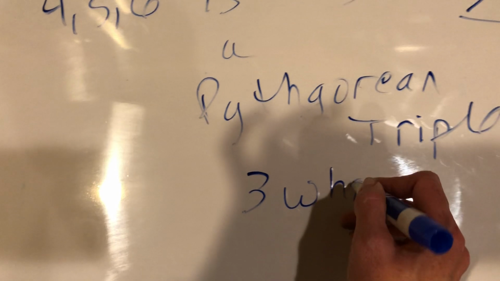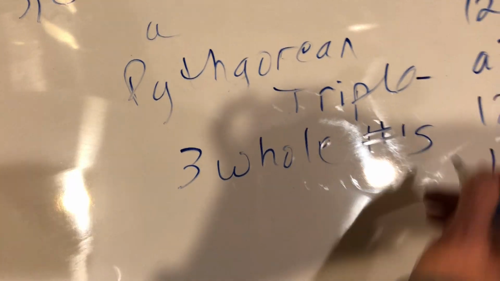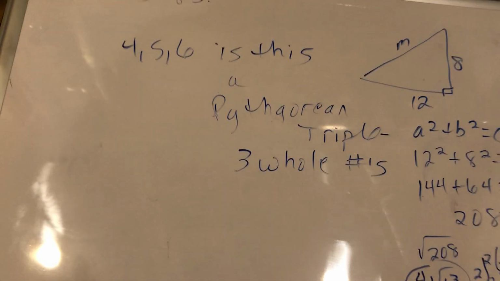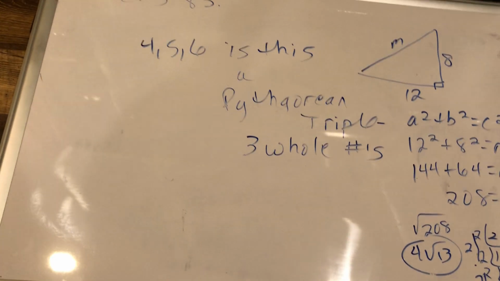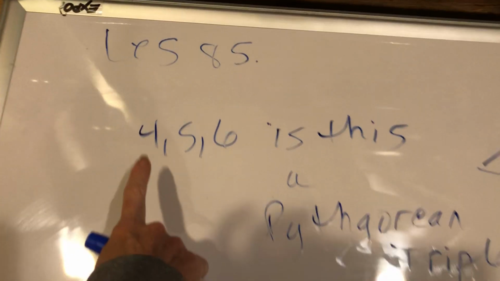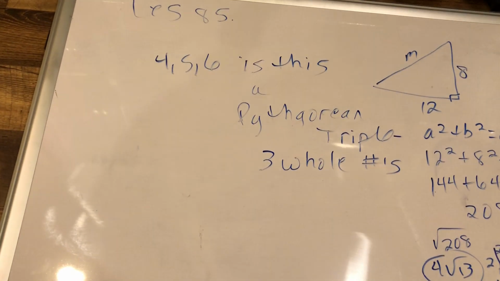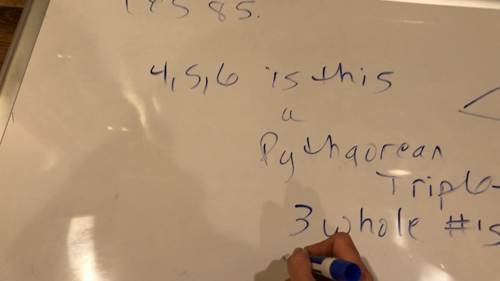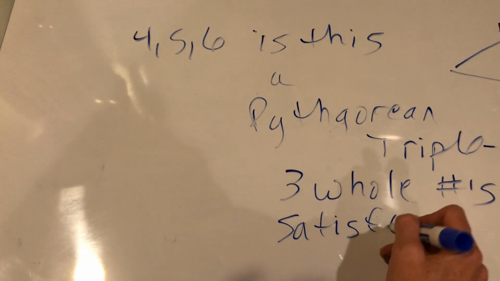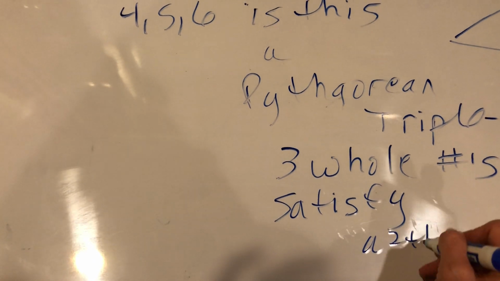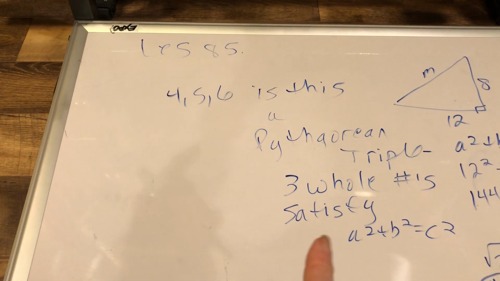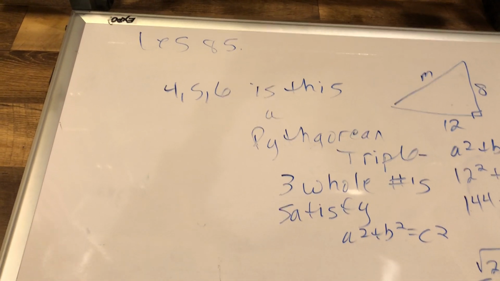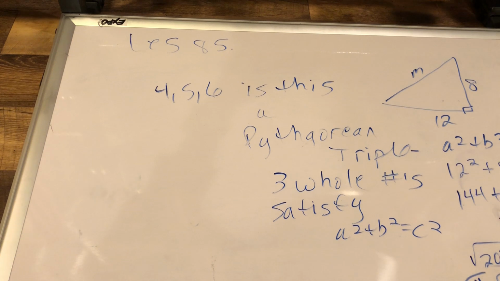A Pythagorean triple is 3 whole numbers. They have to be whole. They can't be decimals, they can't be fractions, they have to be whole numbers. So before you check anything, you got to make sure it's 3 whole numbers. So 4, 5, and 6, those are 3 whole numbers, so that's good. That works, okay? So the first thing, they have to be 3 whole numbers.